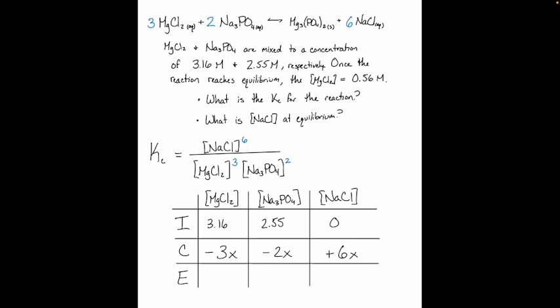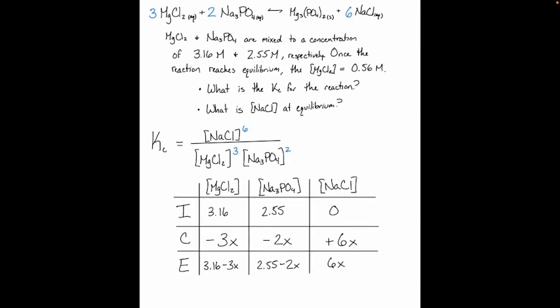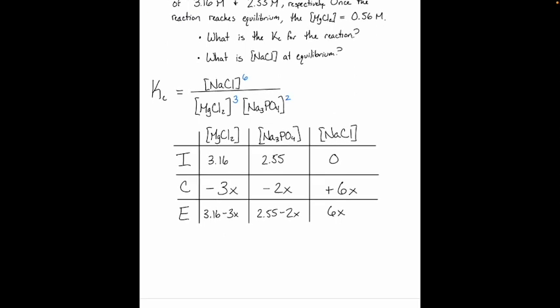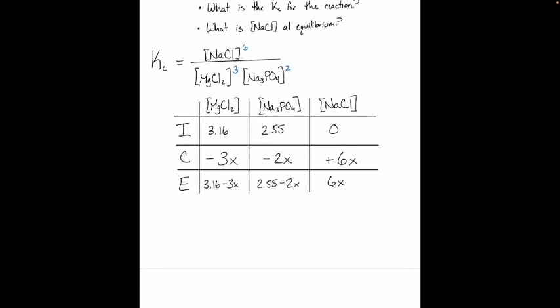And then for my equilibrium box, I'm going to sum the other two boxes up. So 3.16 minus 3x, 2.55 minus 2x, and then 0 plus 6x is just 6x. Okay, so now I can take my equilibrium expression and plug everything in.